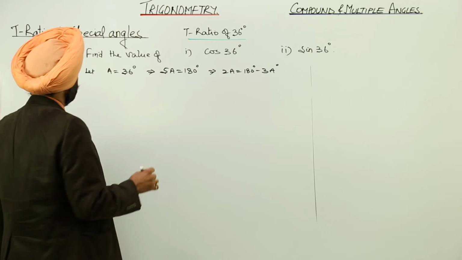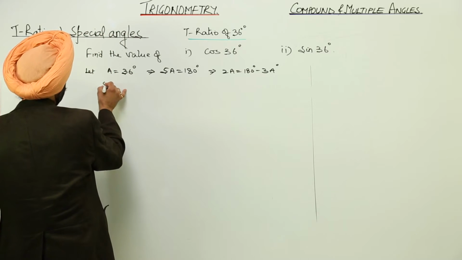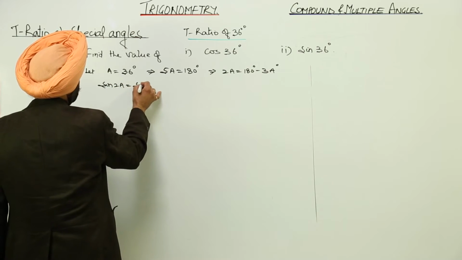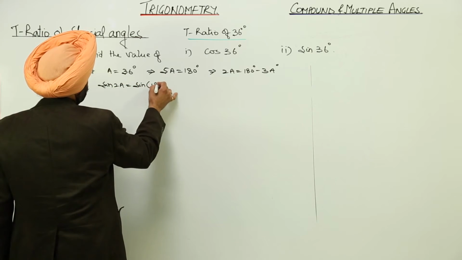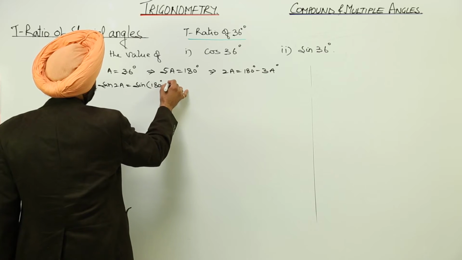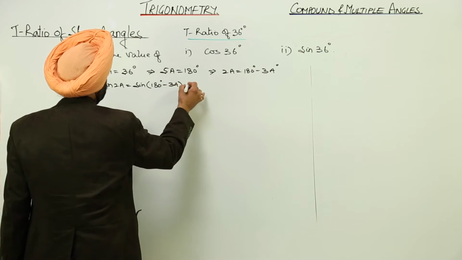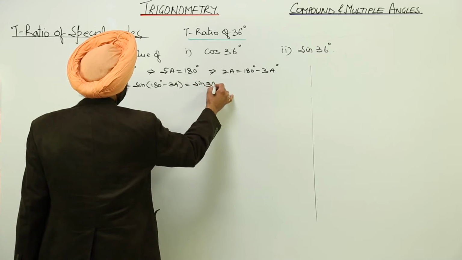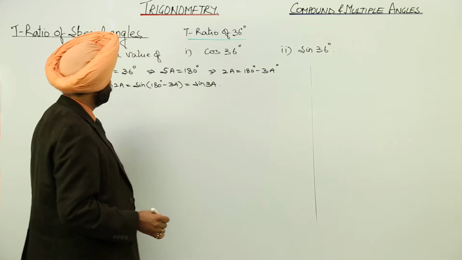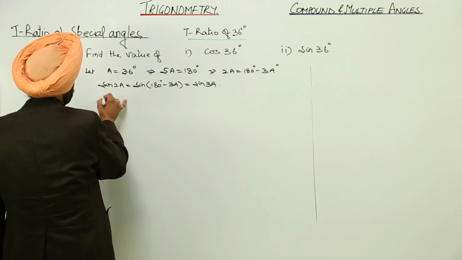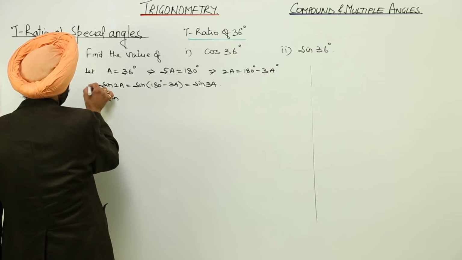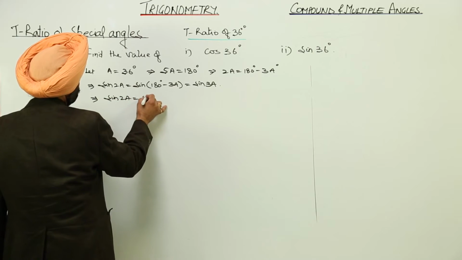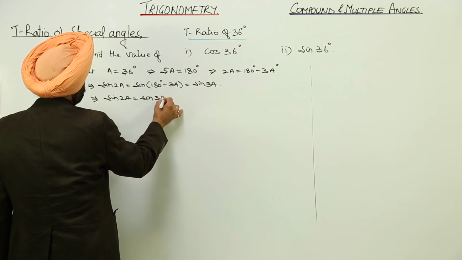Now taking sine on both sides, we have sine 2A is equal to sine of 180 degree minus 3A, and this becomes sine 3A. So now we have sine 2A is equal to sine 3A.